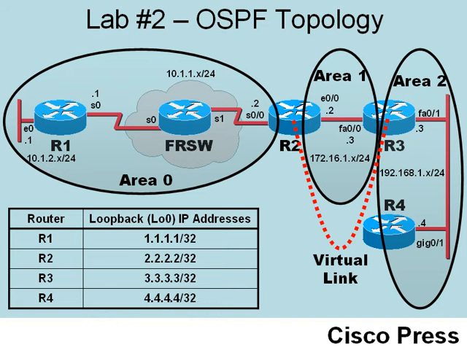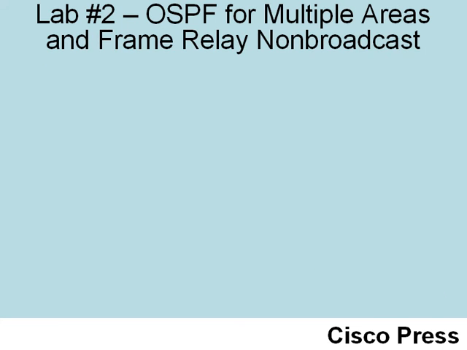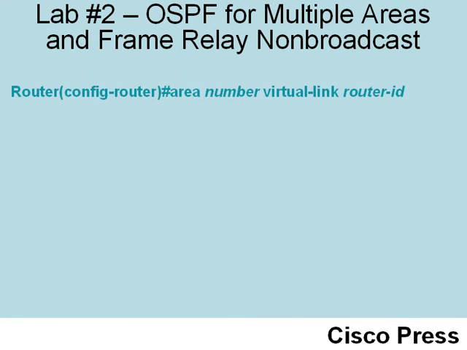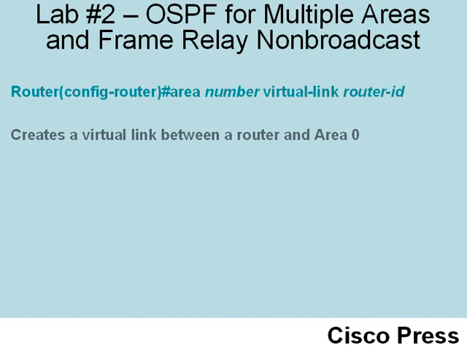What we will do, we will give a command on R2 to point to the router ID of R3 and say we want to create a virtual link with that router ID. And we'll do the same thing from the perspective of router R3. Let's check out that syntax.